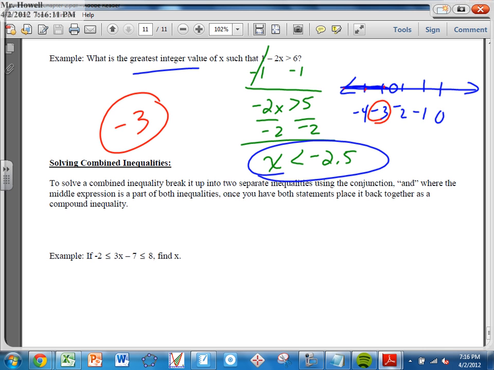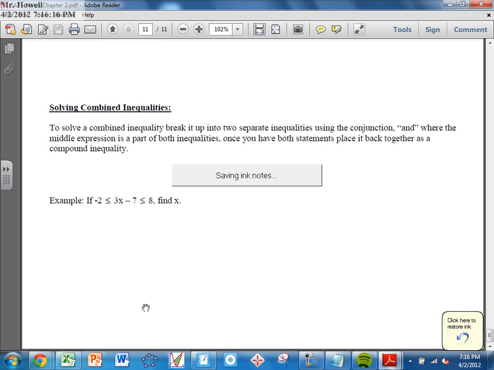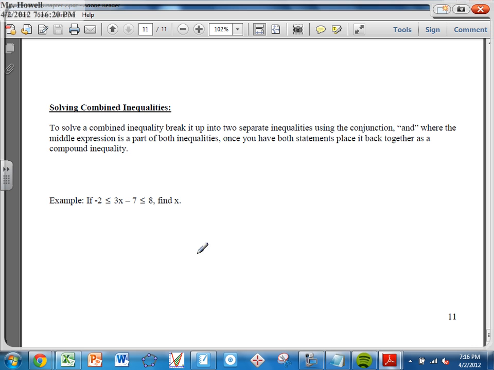All right, and let's take a look finally at combined inequalities. Combined inequalities, think of it as two separate inequalities. So please break it up. Negative 2 less than or equal to 3x minus 7. Over here, think of it as 3x minus 7 less than or equal to 8. Okay? When you see this conjunction in the middle, you want to think of the word and. You want to think of the word and. Now, let's solve these individually.